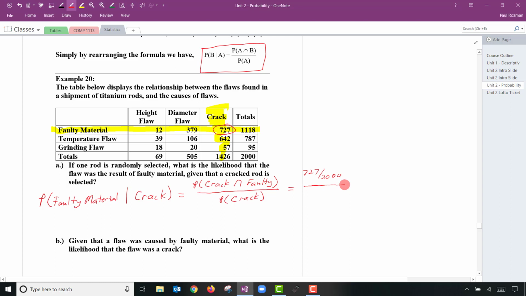And then we'll divide that by the probability of being cracked. To find that, we'll see our total number of cracked is 1426 out of 2,000. That simplifies to just 727 out of 1426.